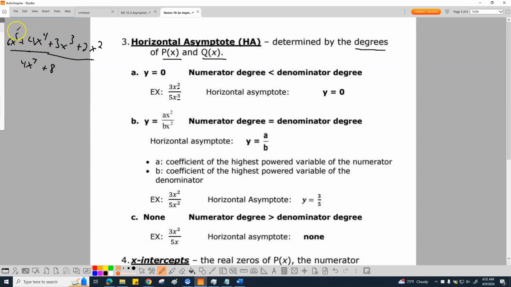The degree on the numerator, and again, you don't have to write this down, is 5. It's the biggest exponent. And the denominator's degree is 7. So it's the biggest exponent that you get there. So you have to basically look at this. When it says the numerator degree is less than the denominator degree, you have a horizontal asymptote at y equals 0. Good enough. Let's go check what we got here.